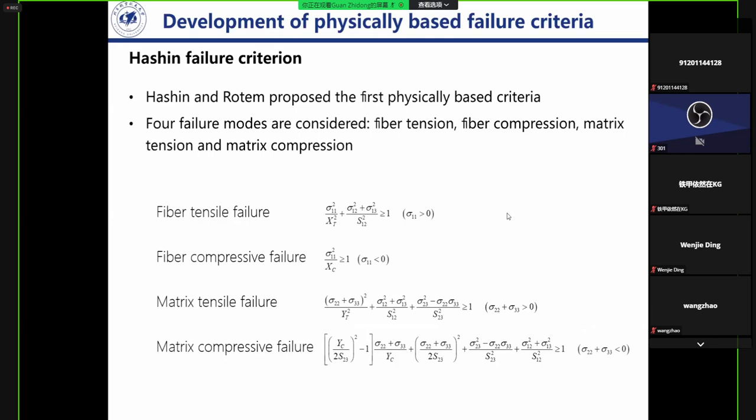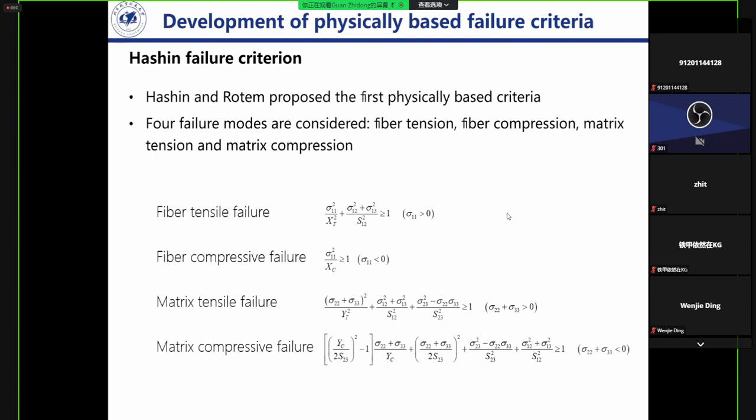Hashin and Rotem proposed the first physically based criteria for different failure modes. Four failure modes are considered: fiber tension, fiber compression, matrix tension, and matrix compression. However, physically based criteria does not always mean that the criterion for every failure mode is physically based. In the Hashin failure criteria, fiber tension failure is described by the polynomial criteria, while the fiber compression failure is described by the maximum stress criterion.